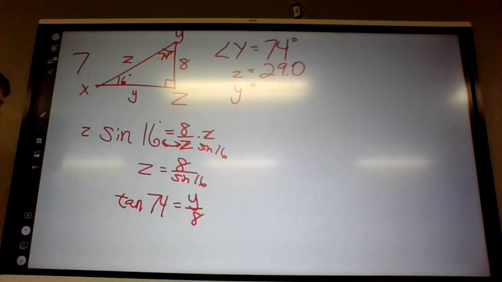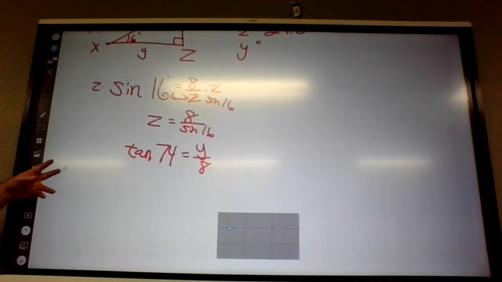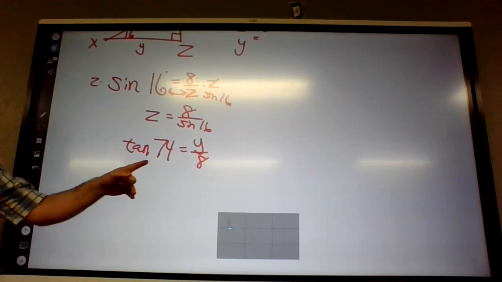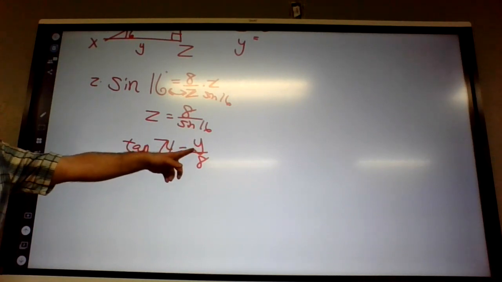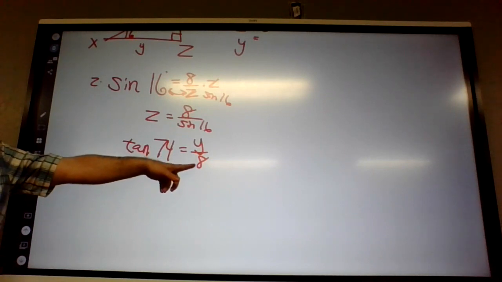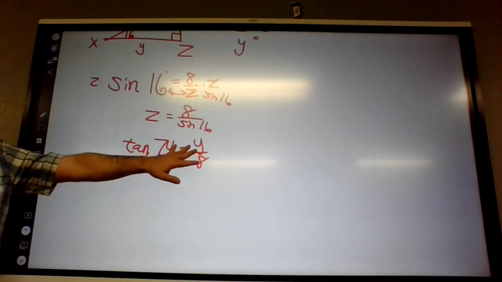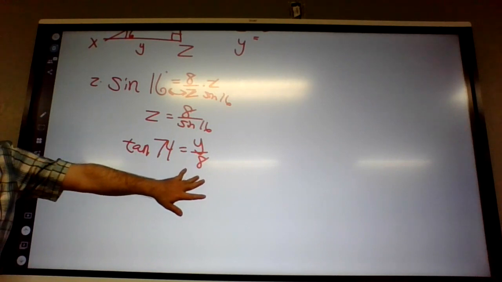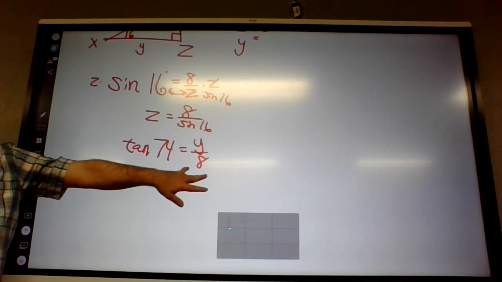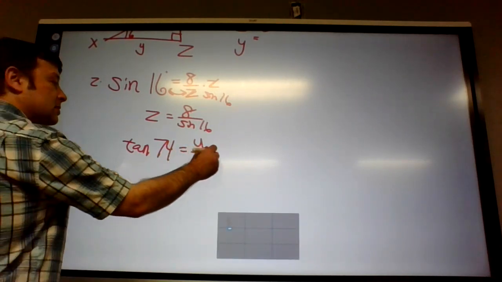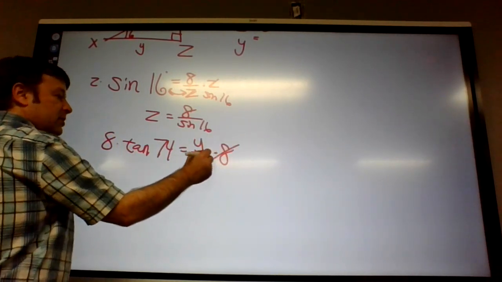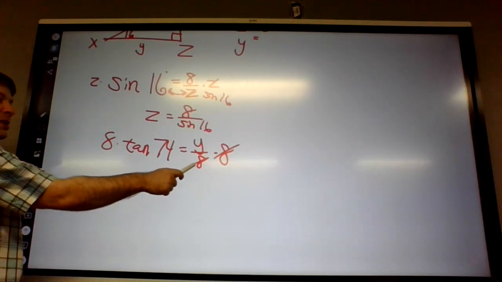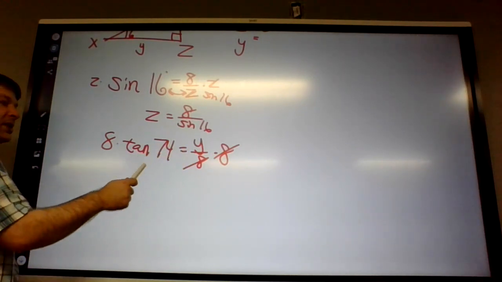Now this time y is on the top. How do we solve this for y? We want to get y by itself. It's being divided by 8, so we're going to multiply by 8. So those go away, times 8 divided by 8. And then we just get y equals 8 times tangent of 74.